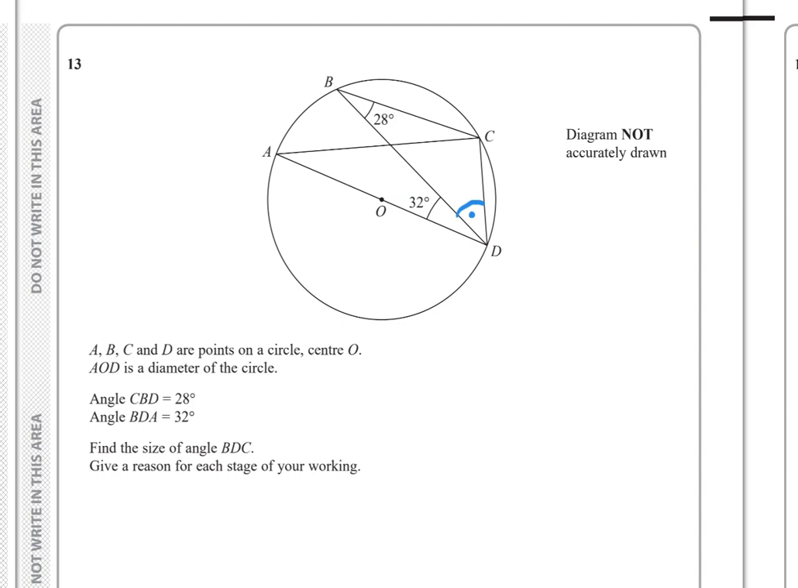So first, because AD is a diameter, angle ACD is a circumference angle at a semicircle, so angle C equals 90. So we can write angle ACD equals 90. The reason: because angle in a semicircle. So this angle is 90.